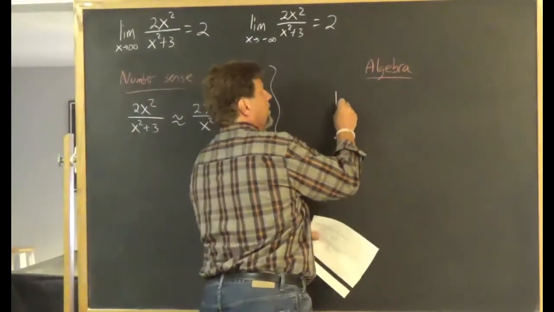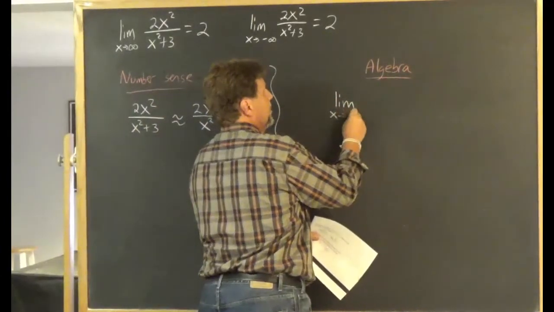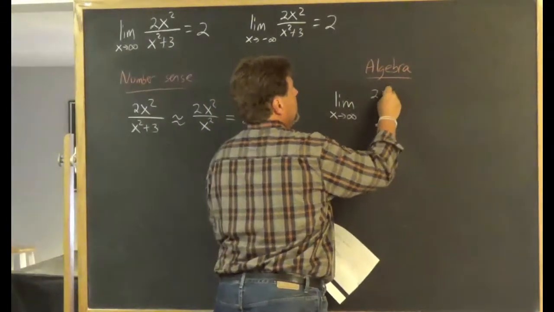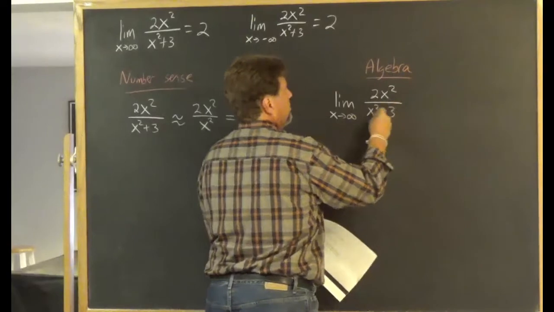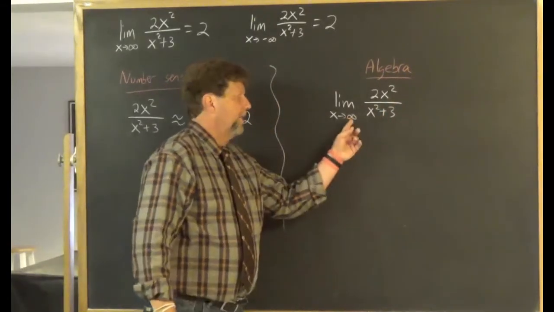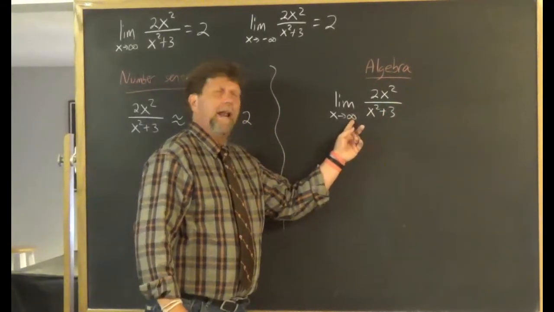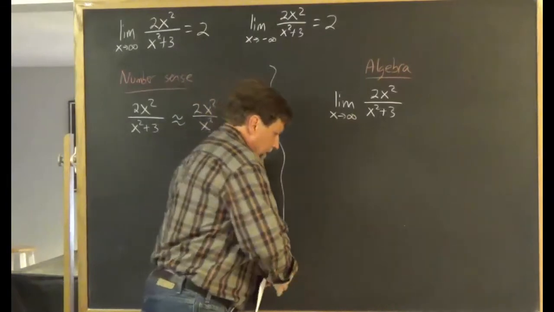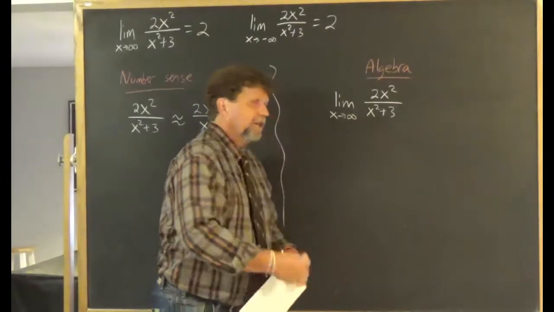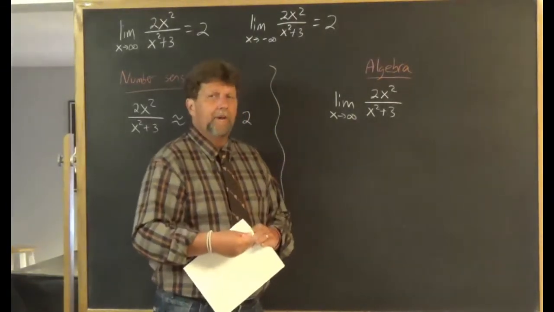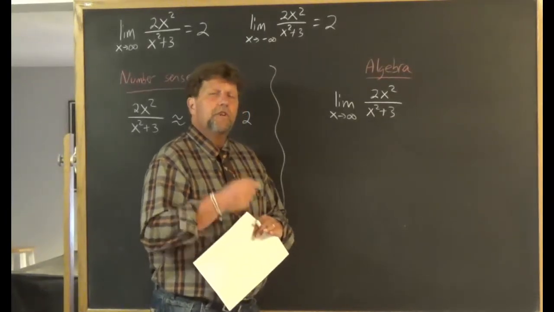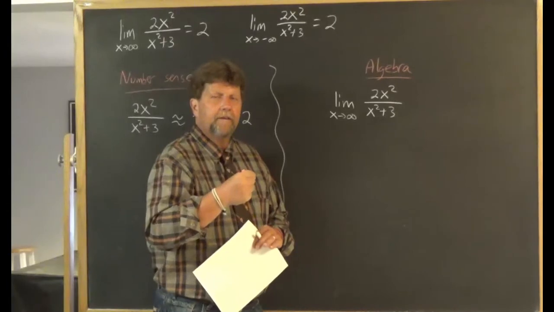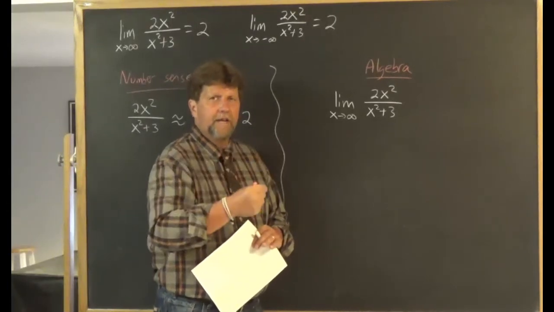So let me write it down. The limit as x approaches infinity of 2x squared over x squared plus 3. And again, this is going to work if this were a negative infinity. So the key to the algebra is you look at the numerator, you look at the denominator. I mean, they're polynomials. Determine the largest degree of the numerator and the denominator.